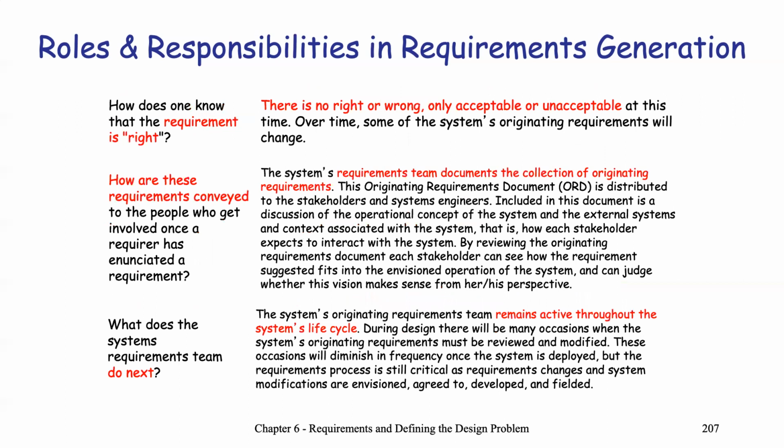So continuing on, how does one know that a requirement is, quote, right? There is no right or wrong answer, but only what is acceptable or unacceptable. And so that's the dialogue that goes on between the stakeholders and the developer. How are these requirements conveyed? The systems requirements team documented the collected requirements into the originating requirement document or operational requirements document. There's a couple possible ways you can be thinking of that acronym.